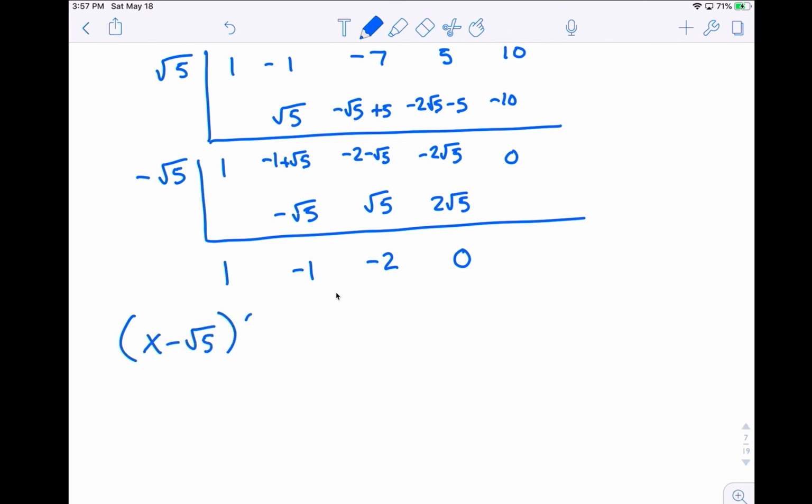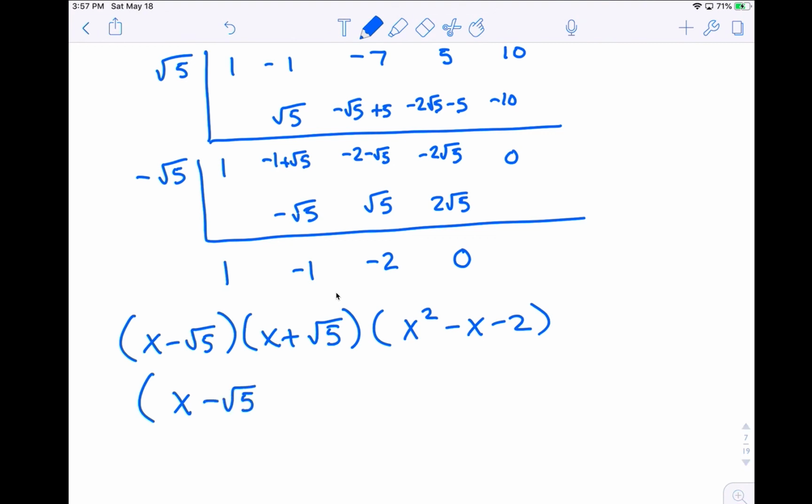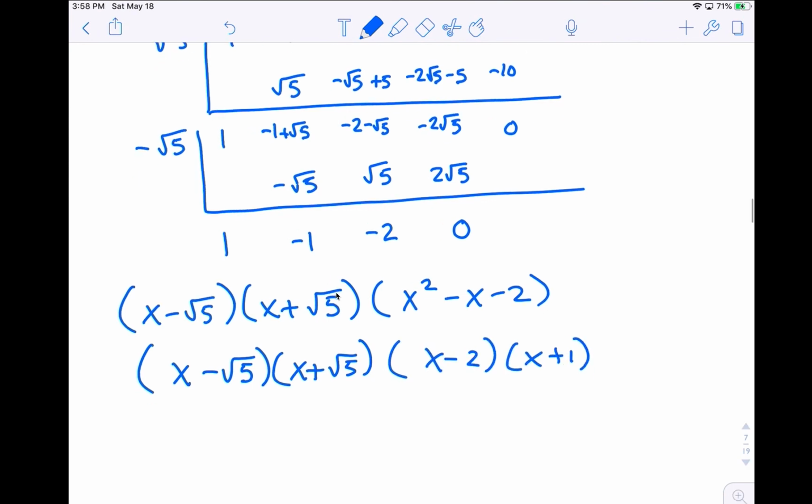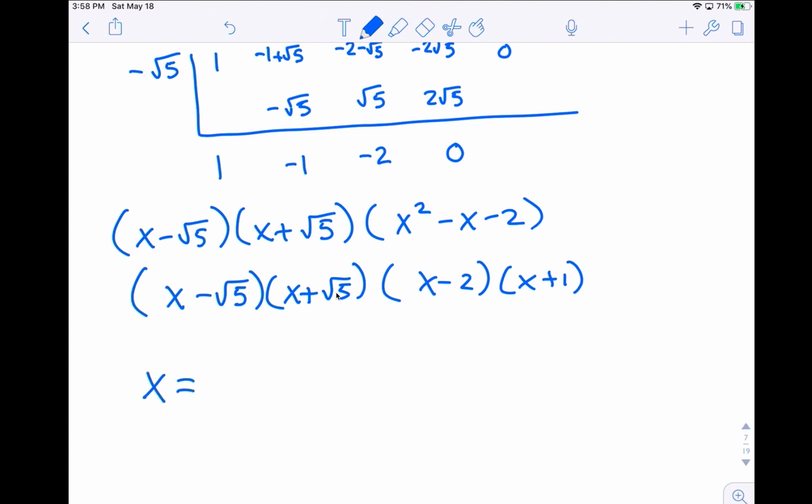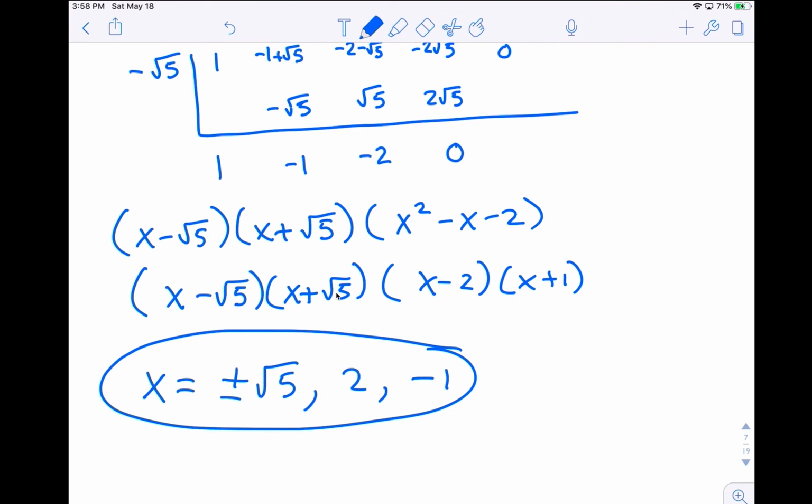So now I have x minus root 5, x plus root 5, and then I got x squared minus x minus 2, right? I started with x to the 4th, and I divided by two roots, so what I'm left with is then an x squared. So I got x minus root 5, x plus root 5, and then x minus 2, x plus 1. So my roots are plus or minus root 5, 2, and negative 1.